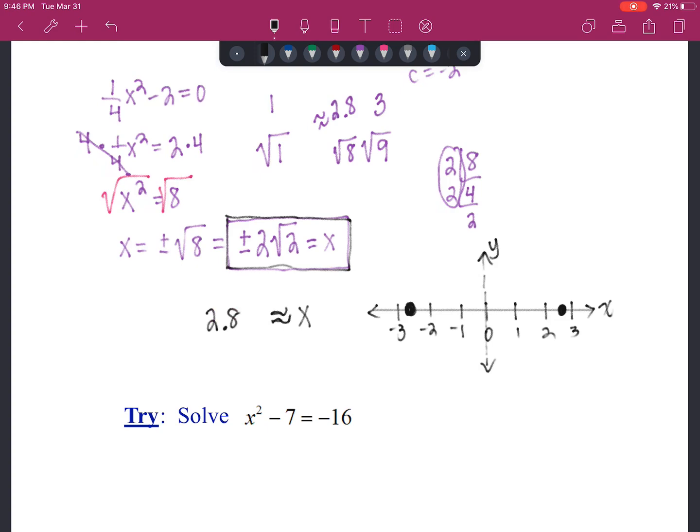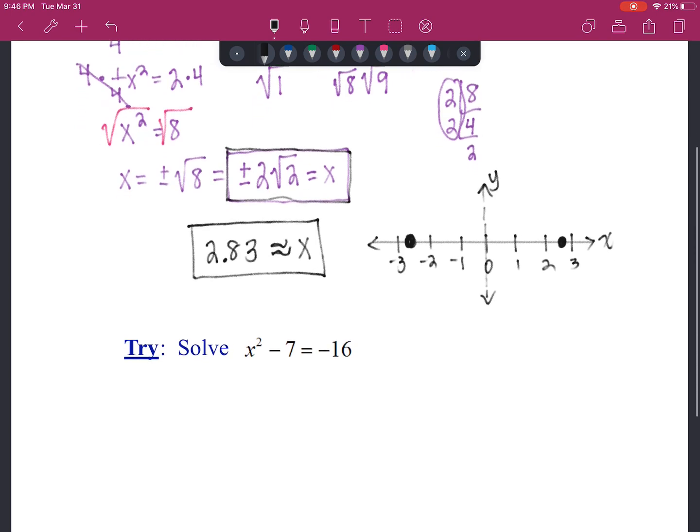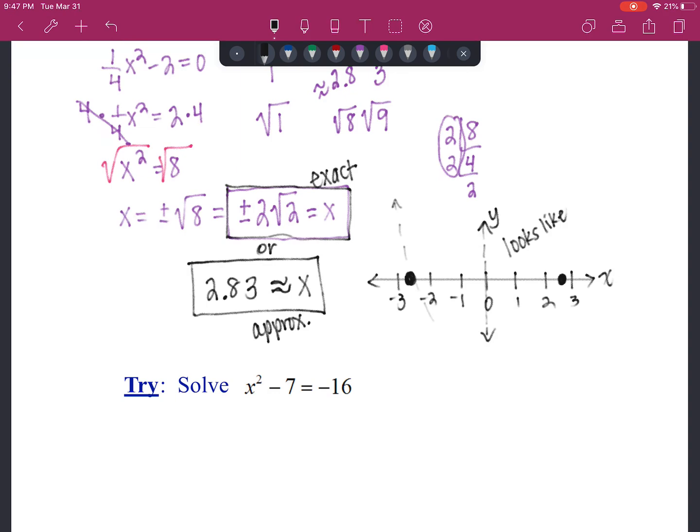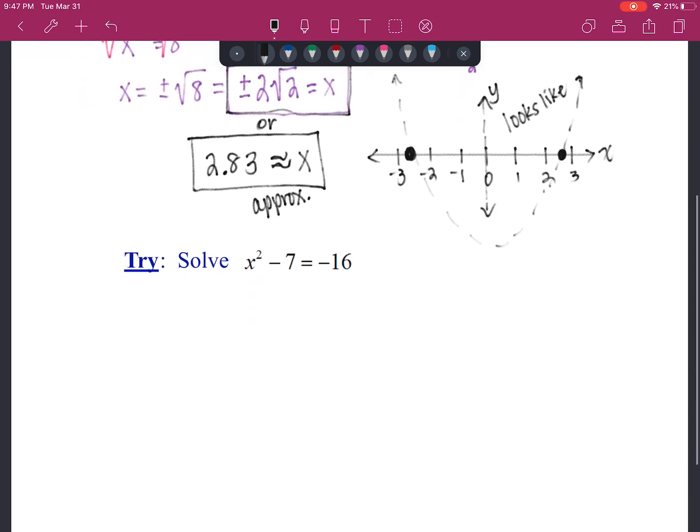So if you had x is approximately 2.8, I think it's 2.83. Just looked at my calculator and I think it was 2.83. So either one of these answers: this is an exact answer that I provided first, and this is an approximate answer. And this is just what it will look like, right? I think this was a positive 1/4 x squared, so it looks something like that.